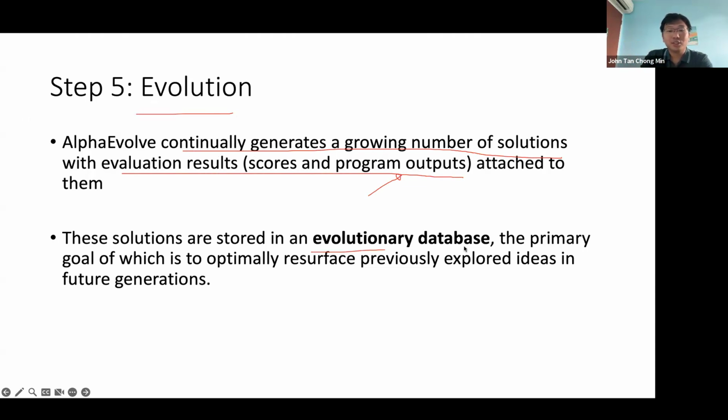So these solutions are stored in an evolutionary database, and you can optionally resurface previously explored ideas in future generations. And it's important to sample properly because this will guide the LLM code generation. So of course, what kind of sampling to use is a whole new topic to explore. In the paper, they use something called MAP-Elites.